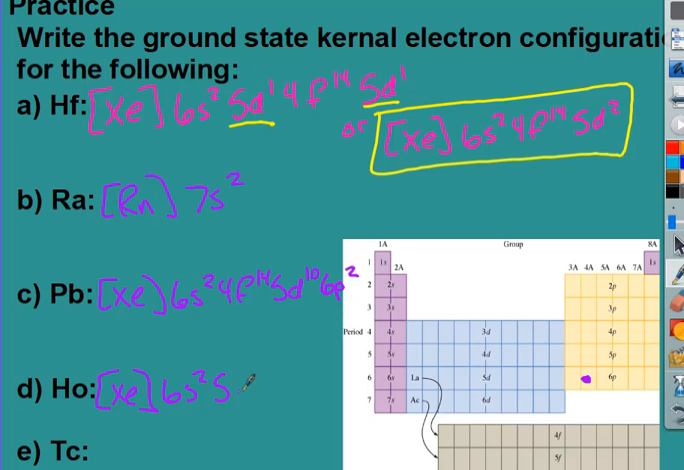6s2, 5d1, 4f10. Because you're in the f's, we don't go back to the d's, so we have to have just one of the d's, and then we have 10 f's. And then TC was number 43. You should have had krypton, 5s2, 4d5. Notice when I'm writing the electron configurations, there's no commas between them. That's going to be incorrect. And make sure that your exponents are exponents. They're not all in the same line.